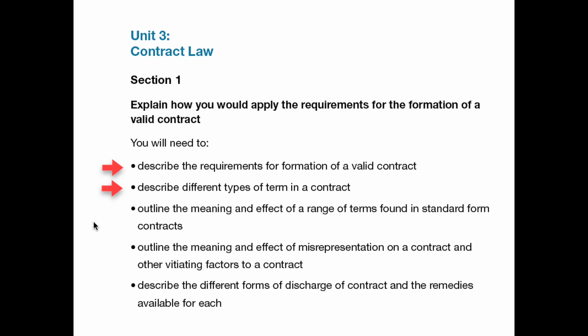Following on from the point above, focus on standard form contracts only and explain the meaning, then discuss the effect of each. On bullet point 4, you will need to define misrepresentation and vitiating factors, explain the meaning, give examples and discuss the effect of each factor. On the last bullet point, you will need to define discharge of contract and give examples of the different forms of this, then define remedies and give examples of these.